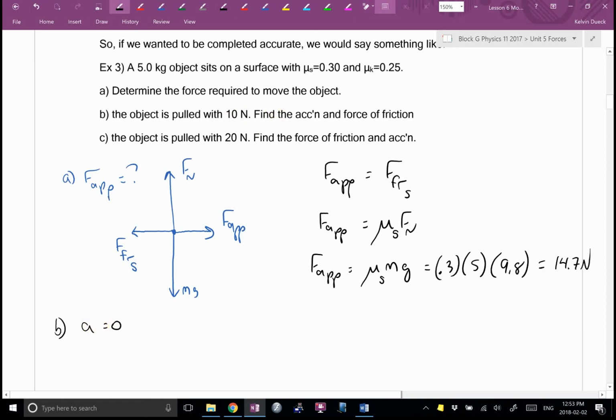A equals 0. How big is friction exactly? I'll give you a hint. It can't be 14.7. How big does friction need to be if I'm pulling with 10 newtons? Brian, 10 newtons to match me.